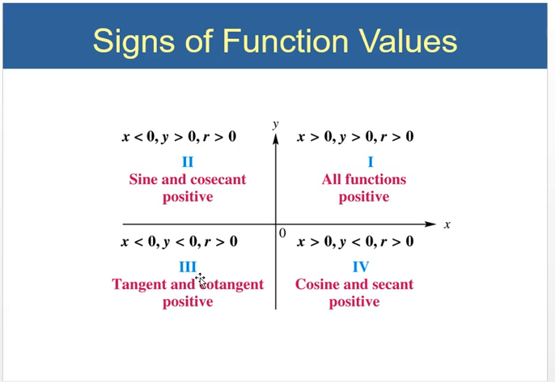Similarly, we have quadrant 3, where tangent and cotangent are positive, but the rest, sine, cosine, cosecant, secant, are all going to be negative. And then in quadrant 4, the only two that are positive are cosine and secant. The rest are negative.